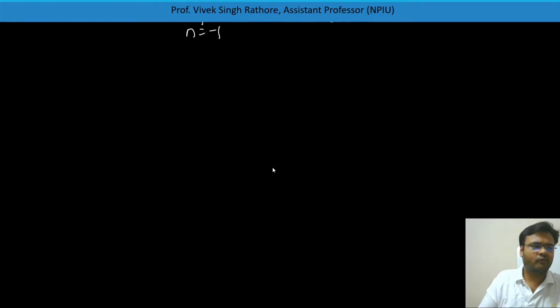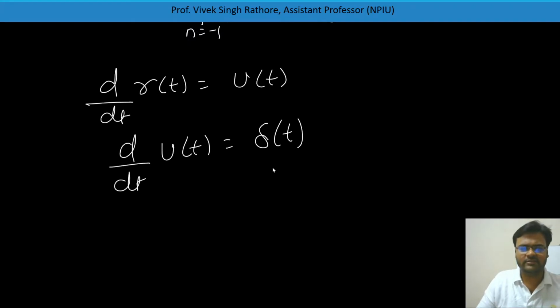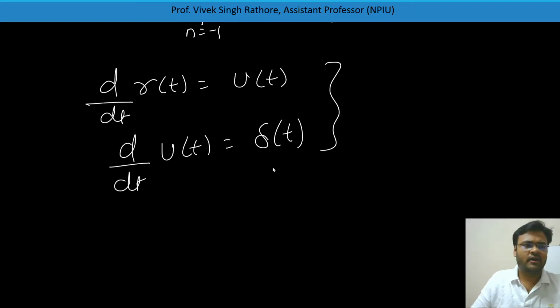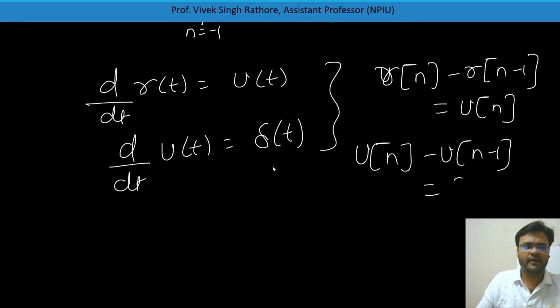You can also see some differentiation and integration properties in the discrete time domain, like what we were doing earlier. d by dt of the ramp signal gives the unit step signal, and d by dt of the unit step signal gives the impulse signal. You remember this from the last lecture. In discrete time, r of n minus r of n minus 1 gives u of n, and u of n minus u of n minus 1 gives delta of n.